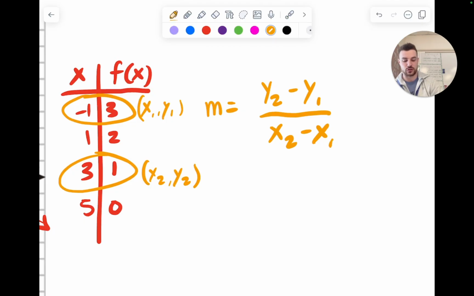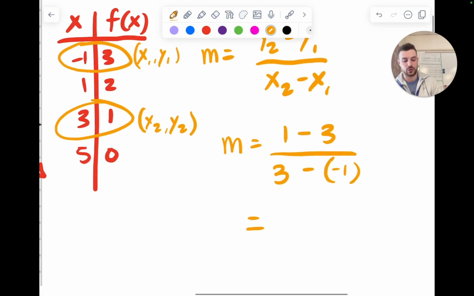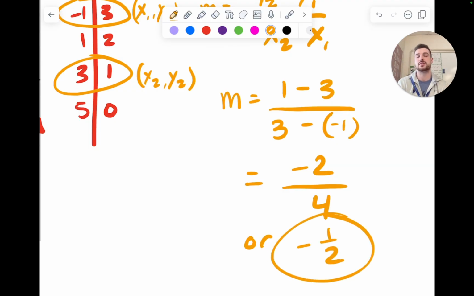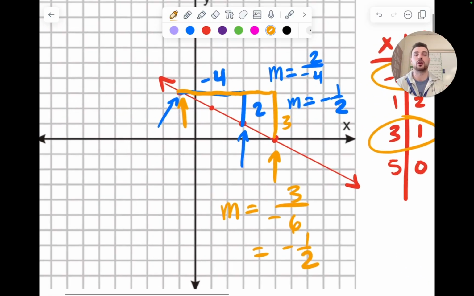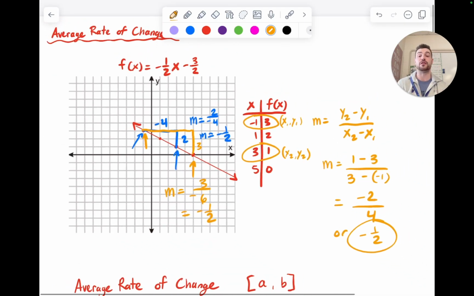So in this case, if I just plug right in, I have 1 minus 3 divided by 3 minus -1, which will simplify to -2 over 4, or -1/2, which is the same slope we got from looking at the graph and from looking at our equation. So it should be something we are pretty familiar with. However, not all functions have a constant slope. That's where average rate of change comes into play.